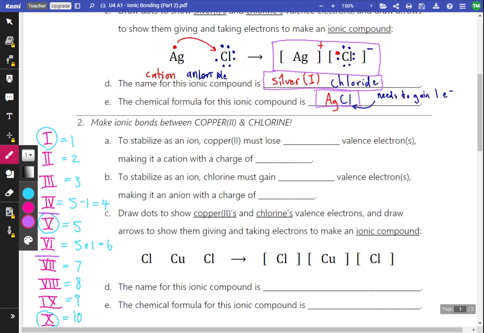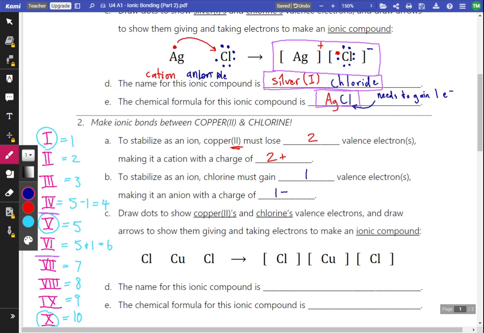Okay, so to get back to our problem, copper with a Roman numeral 2 means that copper is looking to lose 2 valence electrons. That means it's going to have a charge of positive 2, 2 plus. Chlorine, just like before, has 7 valence electrons. It's looking to gain 1 valence electron, which would leave it with a negative 1 charge.